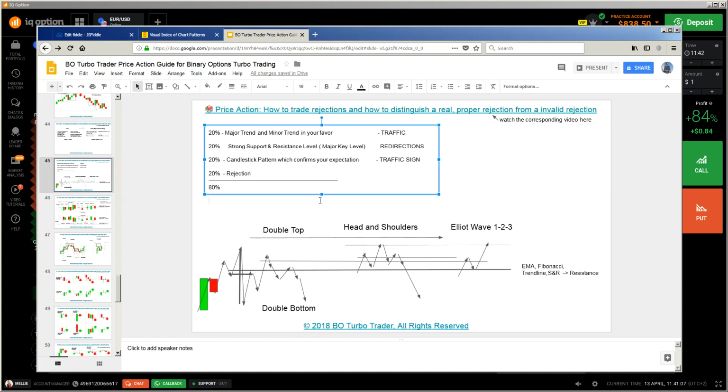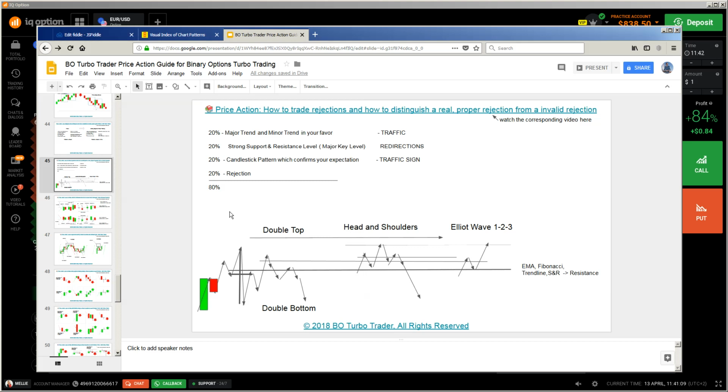The market can do everything at any time, so you will never get 100% on any single trade. But you can get the odds in your favor, in this 80%, if you take care of the major trend, the support and resistance, the candlestick pattern, and the rejection.